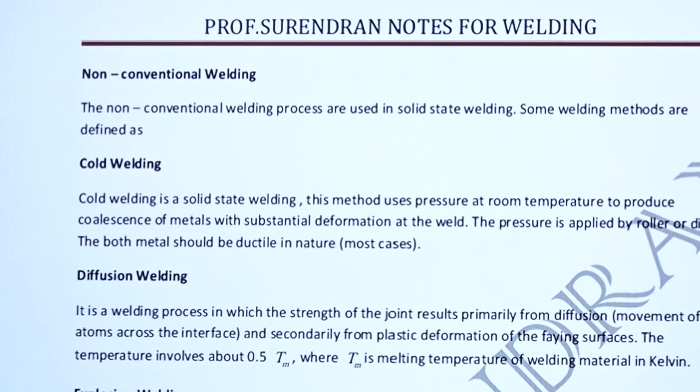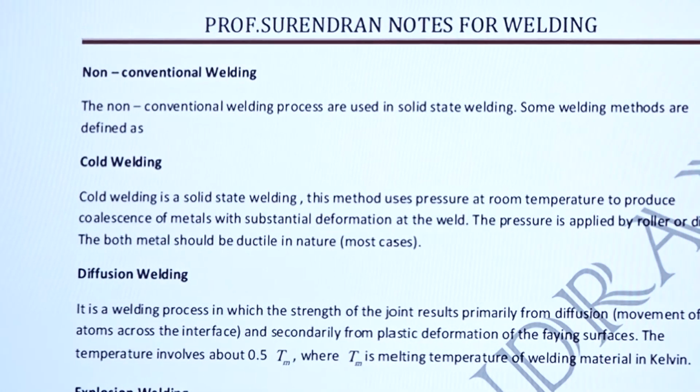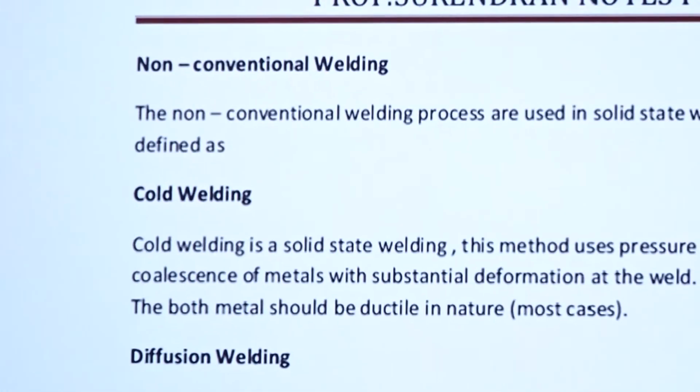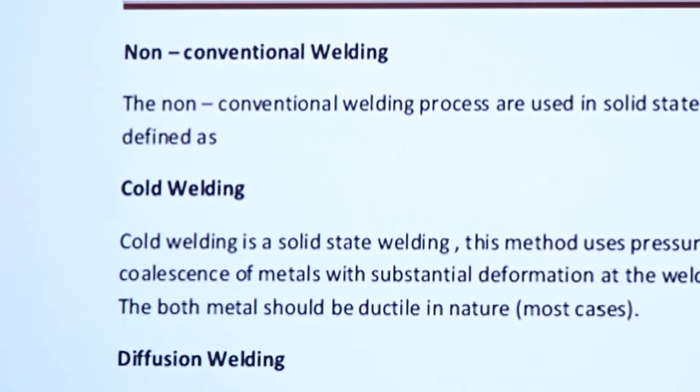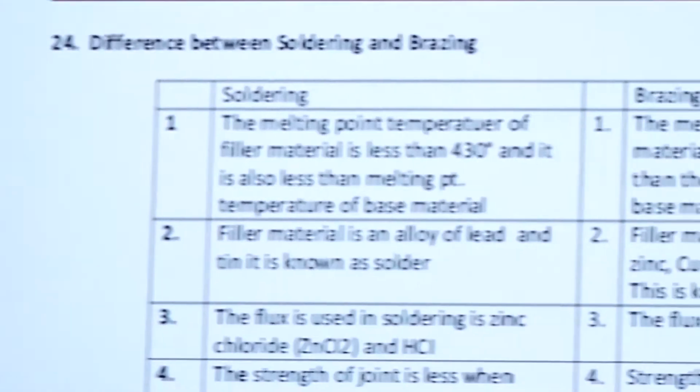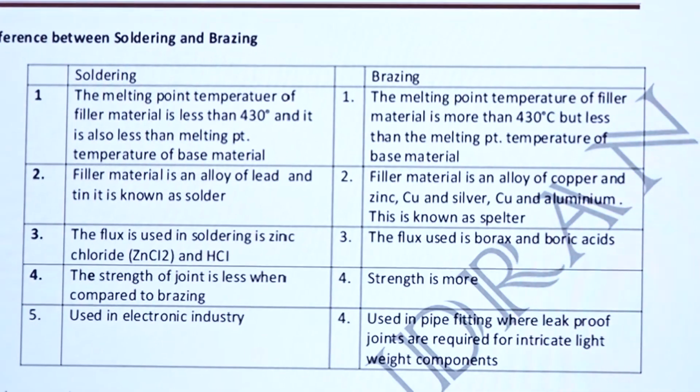Next is forge welding. Forge welding is used only for wrought iron. We have to heat from an external source and combine the pieces together to make the forge weld. Next, we should know about soldering and brazing.